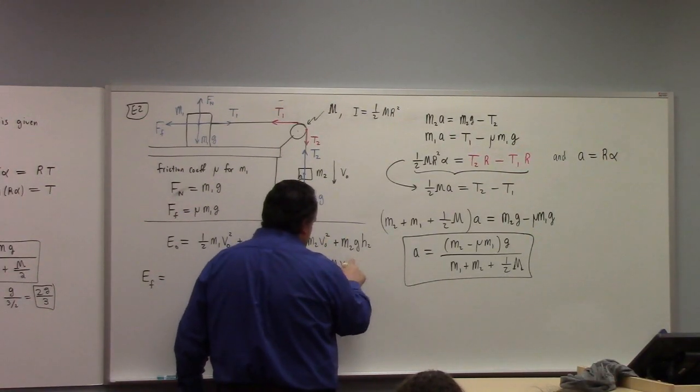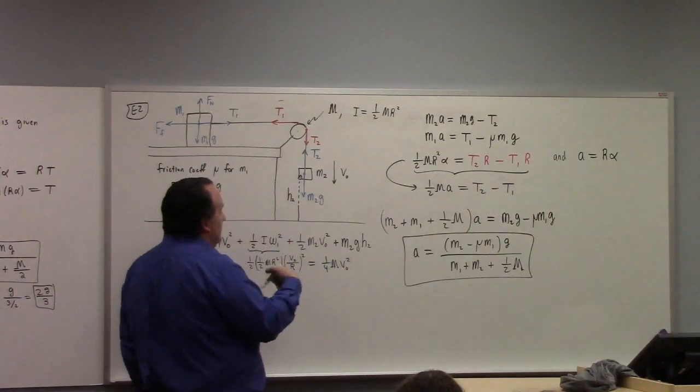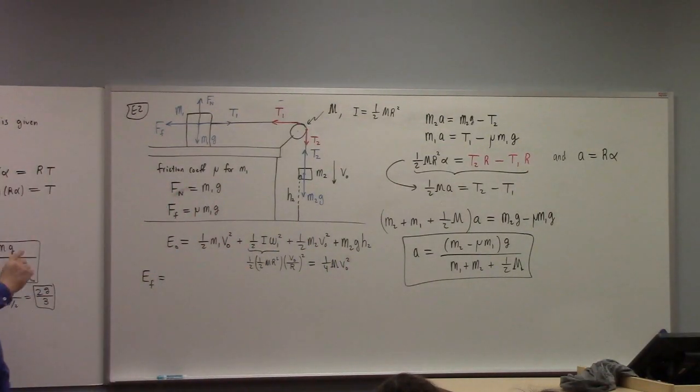So there's kinetic energy in the spinning of the pulley, in the translational motion of mass 1 and the translational motion of mass 2, respectively horizontally and vertically.